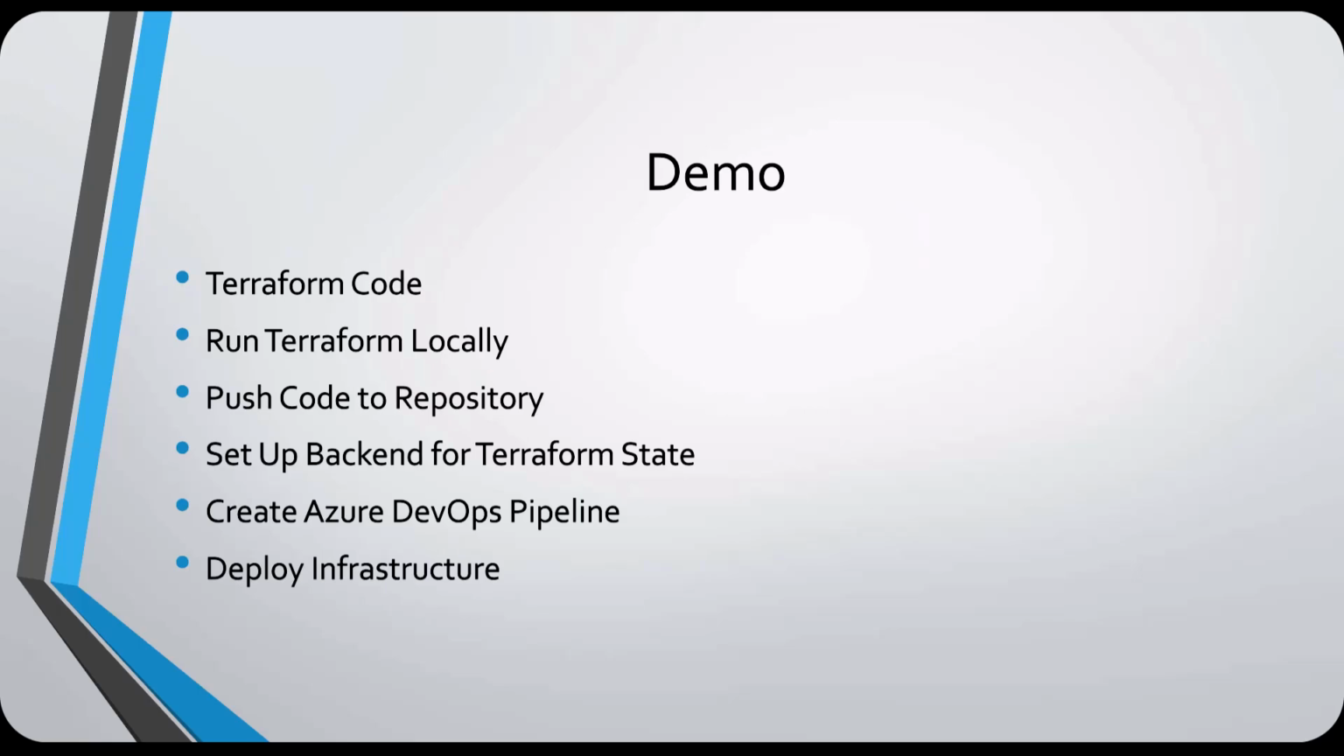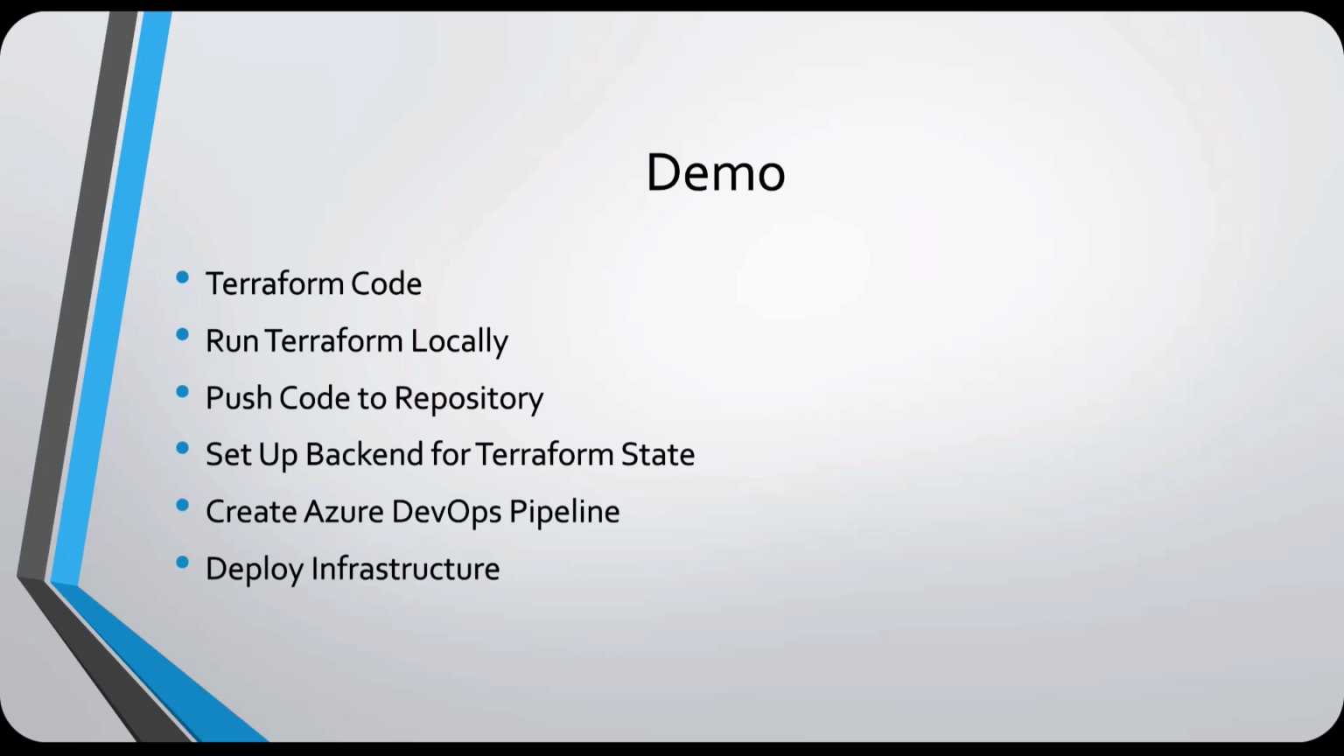So in this demo, here's what we'll cover. Terraform code. I'll show you a simple Terraform configuration to deploy your resources like the Azure resource group, the storage account, and any other resources that we might be deploying. We'll initialize Terraform, validate the Terraform configuration, and apply the configuration locally to see how it works. Once the code is ready, we'll push it to the Azure DevOps repo.